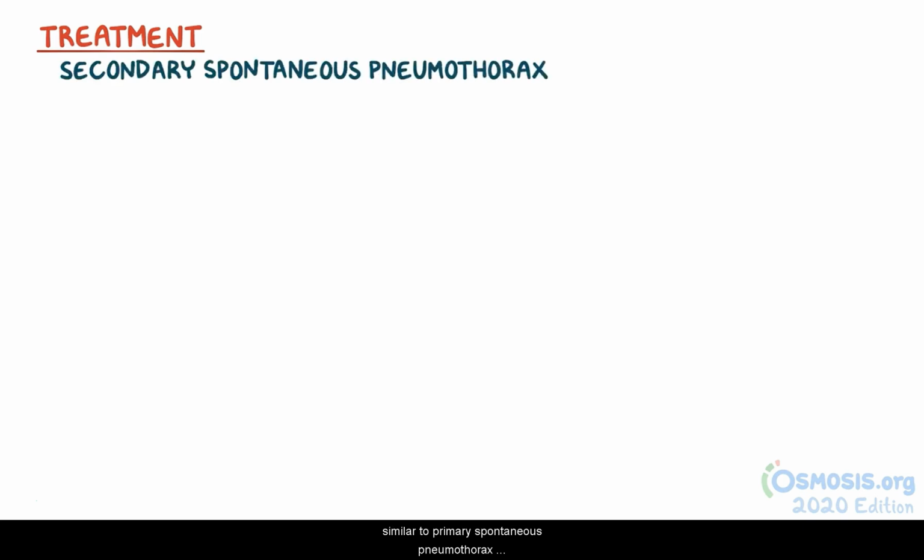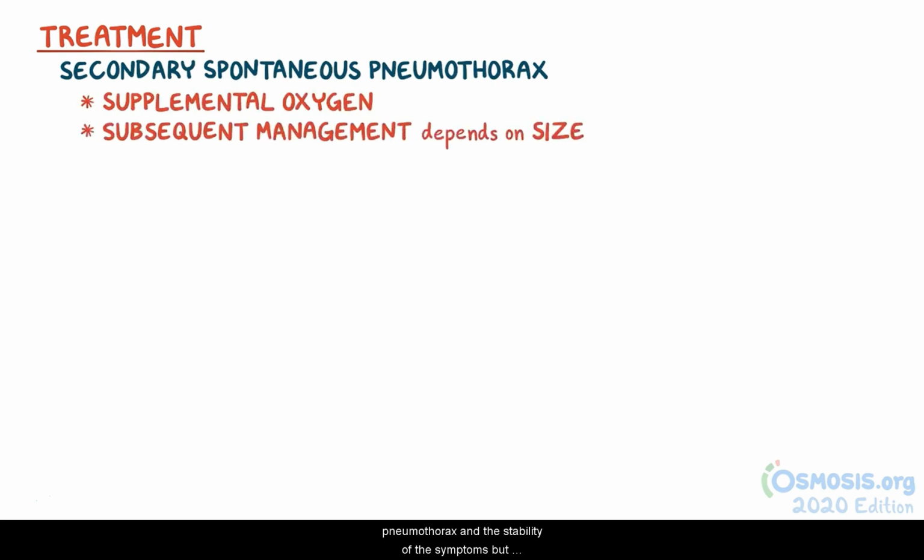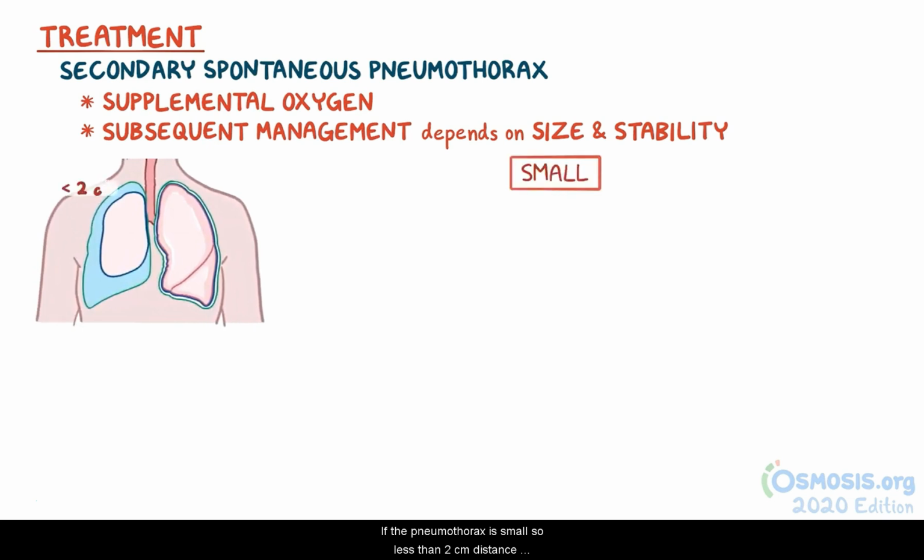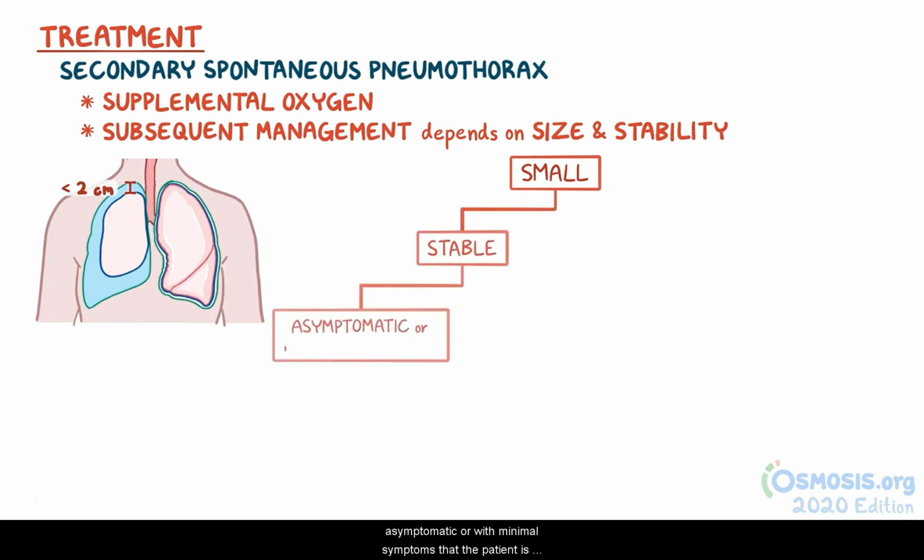Alright, moving on to secondary spontaneous pneumothorax. Similar to primary spontaneous pneumothorax, supplemental oxygen is given to all patients, and subsequent management depends on the size of the pneumothorax and the stability of the symptoms. But the difference is that the thresholds are lower because this individual already has underlying lung disease. If the pneumothorax is small, so less than 2 centimeters distance between the pleural line and the chest wall at the level of the apex, and the patient is stable and completely asymptomatic, or with minimal symptoms, then the patient is usually admitted for 24 hours of observation.